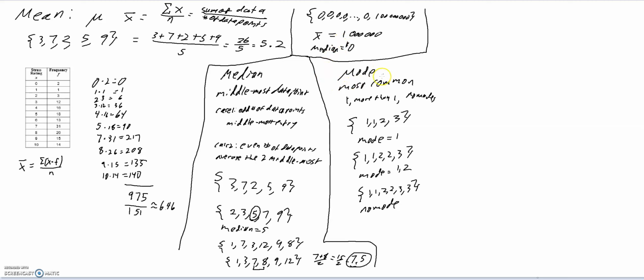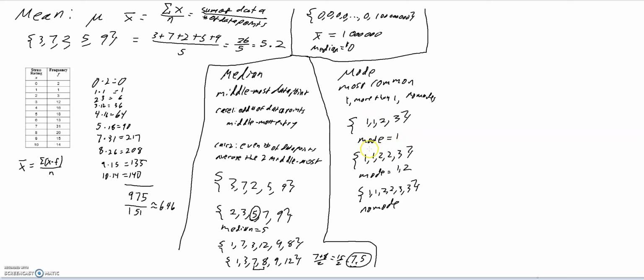The last thing we want to talk about is the mode. The mode is the most common data point, okay? Now, it's possible that you can have one mode, more than one mode, or no mode, okay? And for this example, we look at a set 1, 1, 2, 3. 1 occurs more than any other, so that means it's the mode.